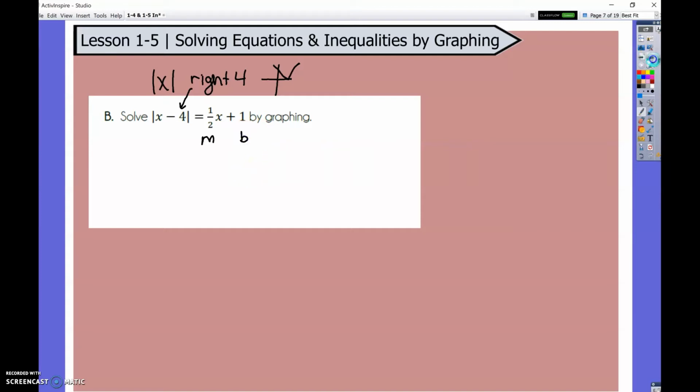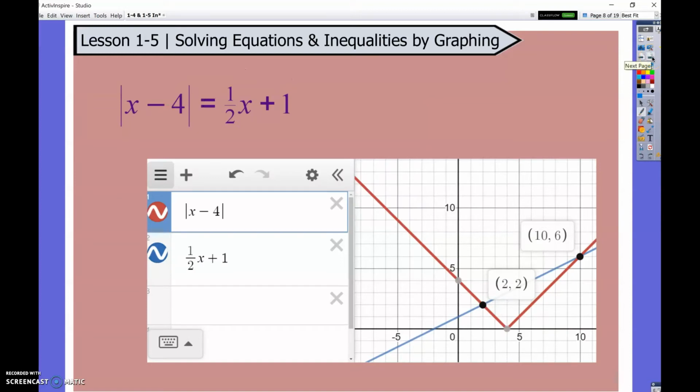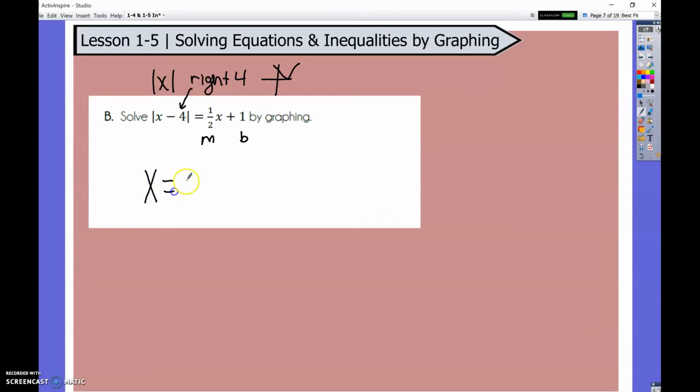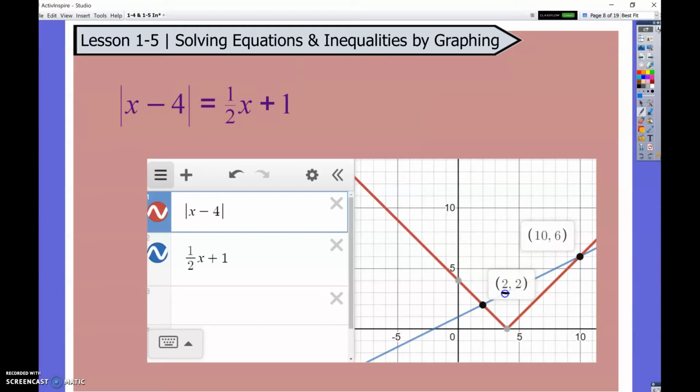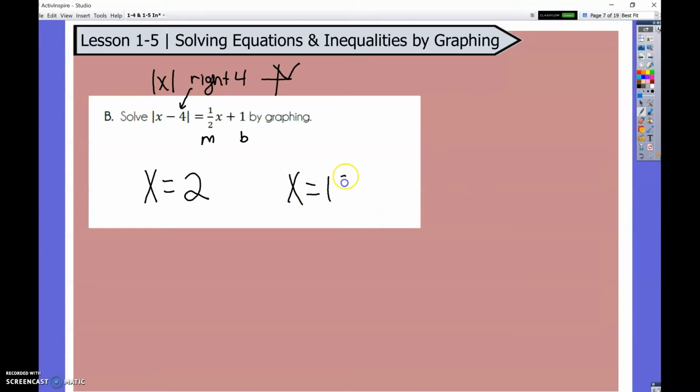I'm going to go ahead and look at a Desmos version of it. And I see my red absolute value graph and my blue line. This time they have 2 places, or 2 x values, when they have the same y value. So our solutions for part B on example 1 are when x equals 2, because if we come back to this graph, we can see when x is 2 here, and when x is 10. So we would write both of these answers. Pretty simple in terms of the answers, especially when you use Desmos and you can click on that intersecting point.